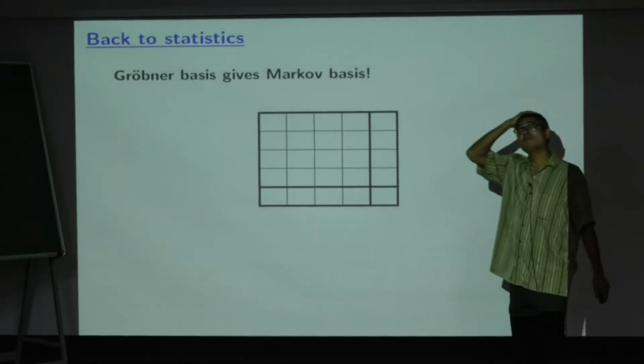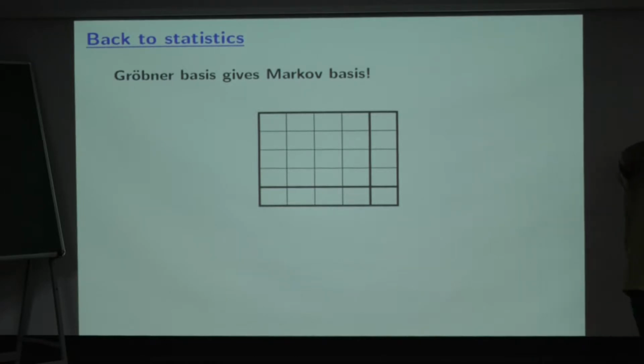Now remember, we had left our story about Markov basis. We said we had contingency tables, and we want to move from one table to another. And then we said, if we can get a Markov basis, then life will be simple, if you still remember those things. The point is, Grobner basis will actually give you a Markov basis.